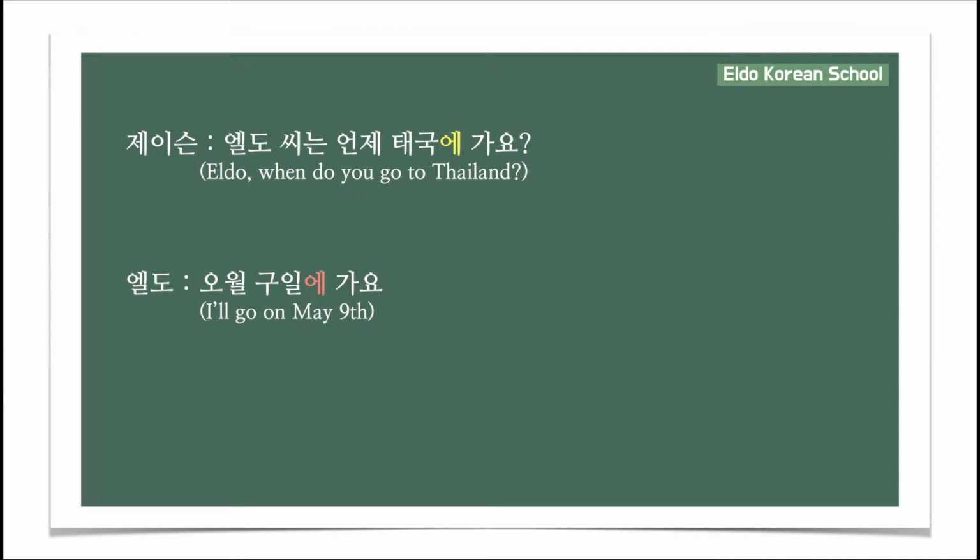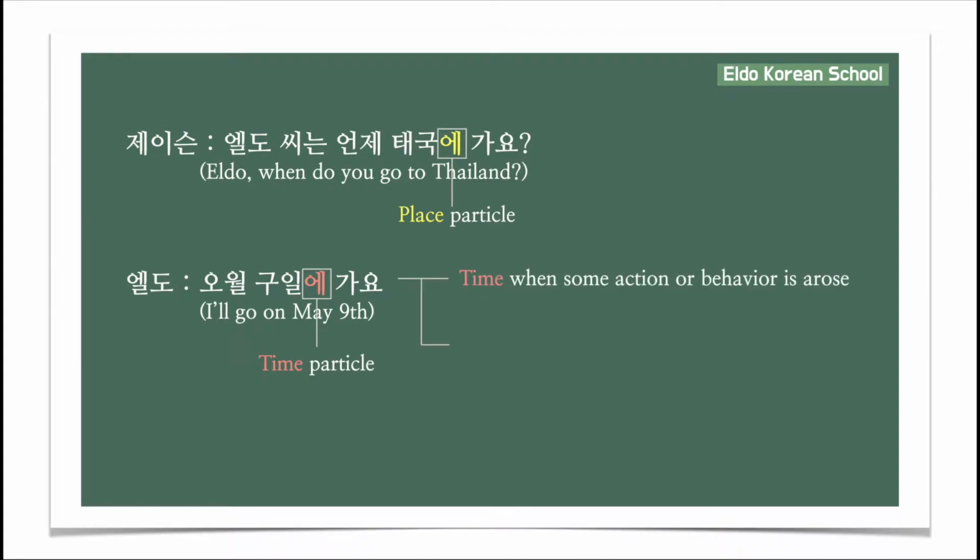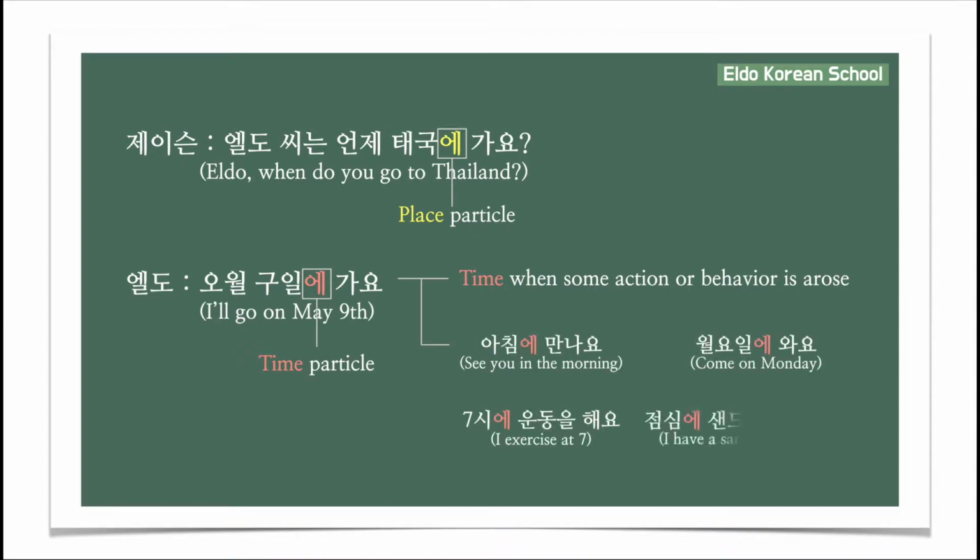As you learned before in the sentence, 언제 태국에 가요? 에 is used to indicate the place or location. However, 에 is used not only to represent the place, but also to represent the time. So 에 is attached after the noun to represent the time when some action or behavior happens. Simply, 에 is a time and place particle. For example, 아침에 만나요. 7시에 운동을 해요. 월요일에 와요. Like in here, 에 is a particle that represents the time and the place.